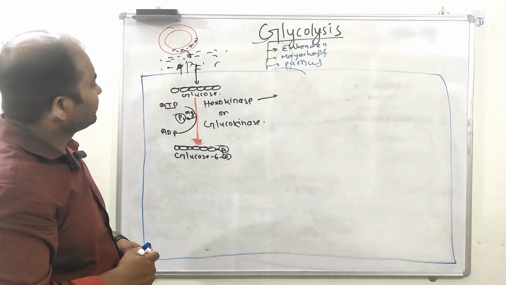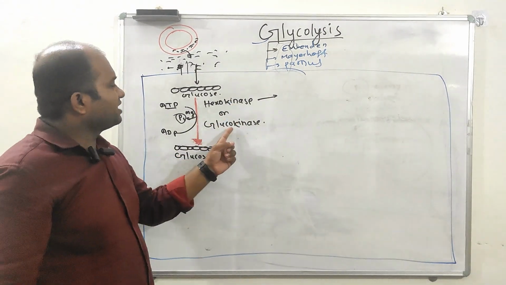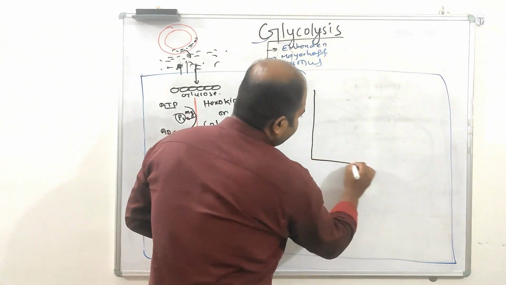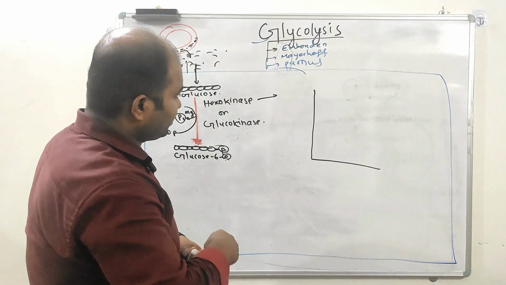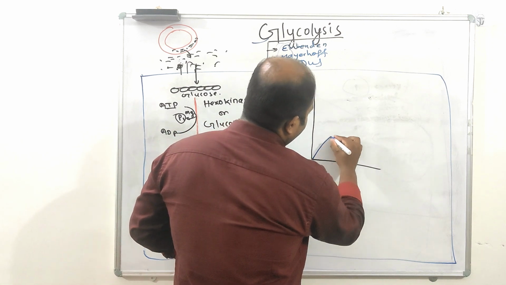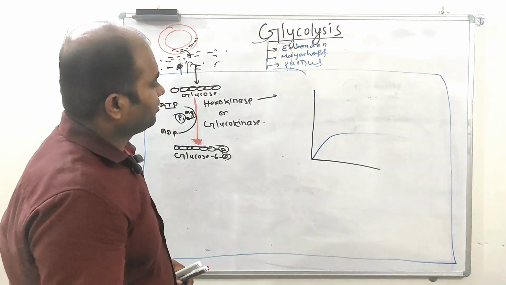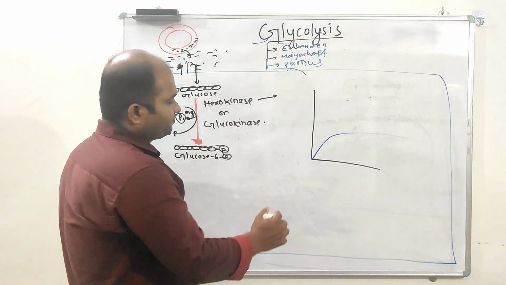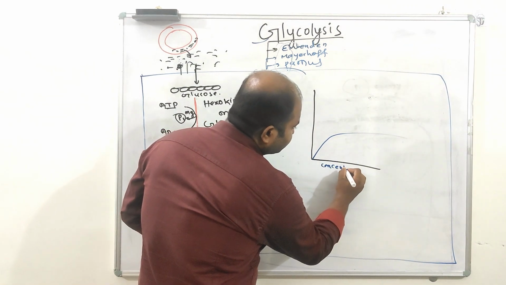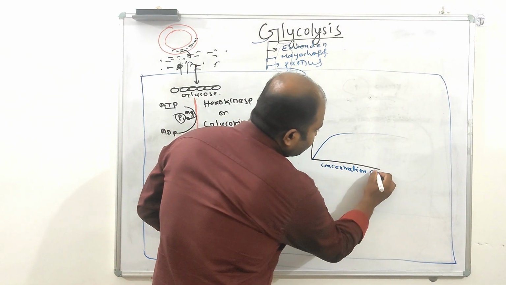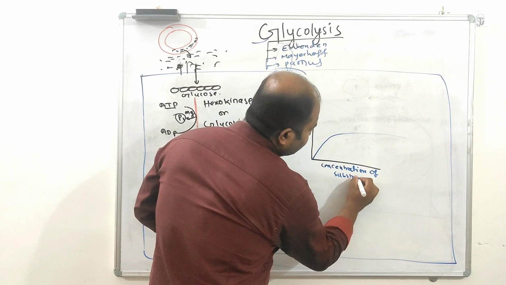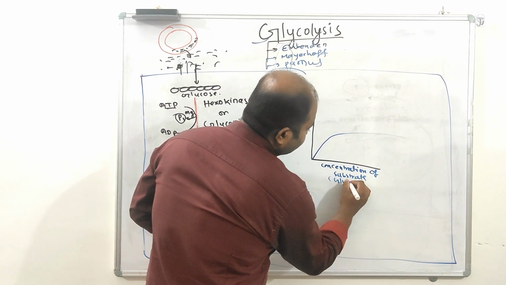The other thing is, if you want to track the activity of the enzymes, we have one curve. In this curve, this is one enzyme activity, and here is the concentration of substrate. Here the substrate will be glucose.